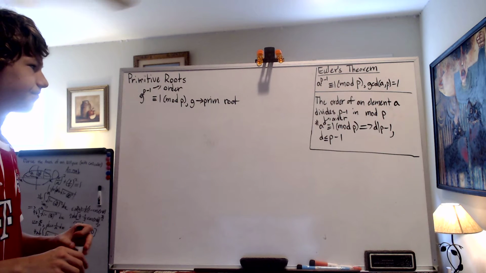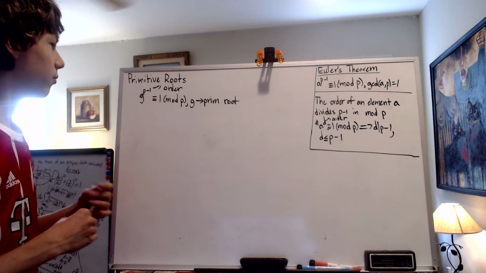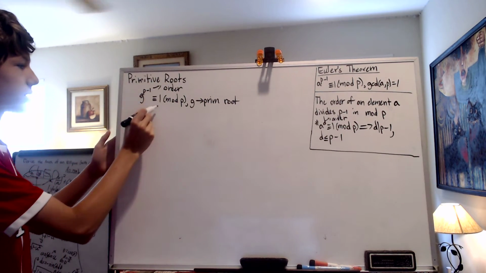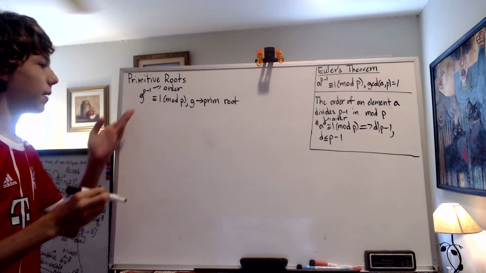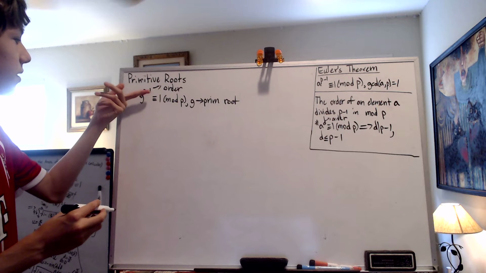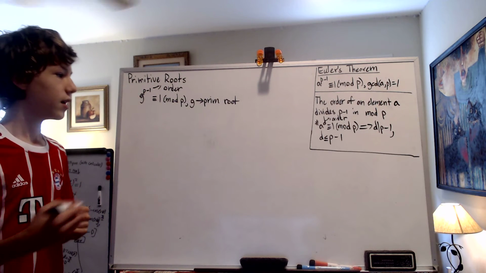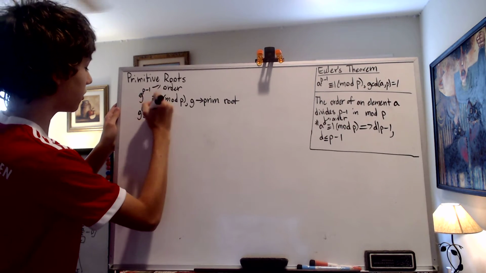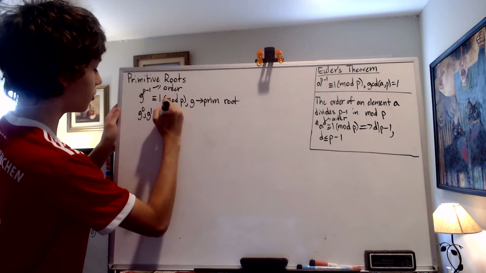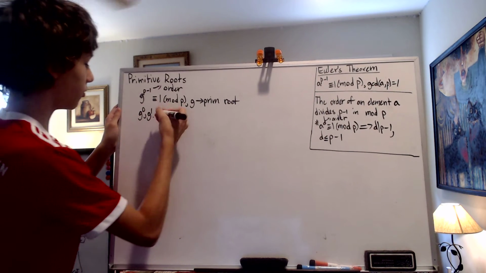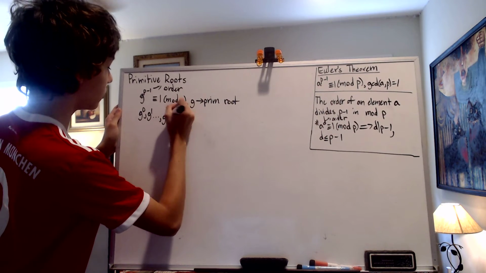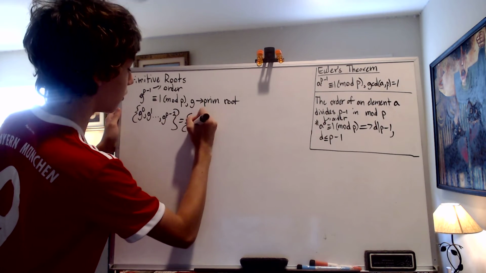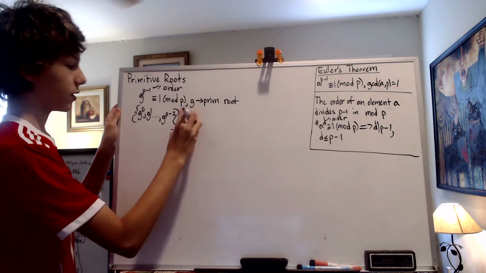Okay, well, how is this interesting? Well, notice that if this is the smallest value such that this is congruent to 1, then all of the powers of g less than p minus 1 provide a distinct residue mod p. Namely, all the powers, so g to the 0, g to the 1, all the way to g to the p minus 2, this set is equal to the set of all residues, I guess I could just say.